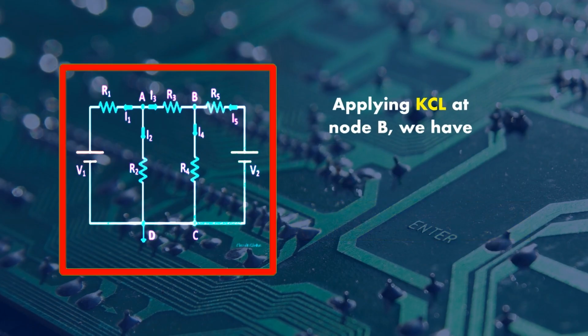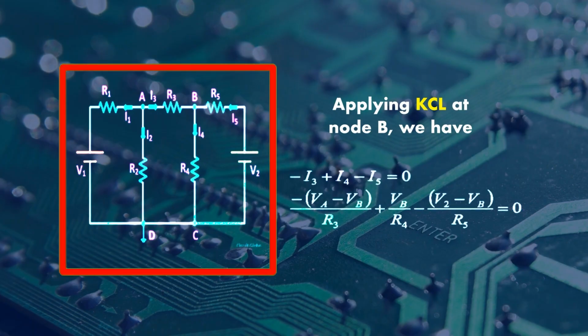Now apply the KCL at node B. Here you have to apply the KCL again: incoming current is equal to outgoing current. After applying the KCL, you can write minus I3 plus I4 minus I5 is equal to 0. So what is the value of current I3? I3 can be written as VA minus VB upon R3, I4 is equal to VB upon R4, and I5 is equal to V2 minus VB upon R5. So this is how you can apply the nodal method in any circuit.